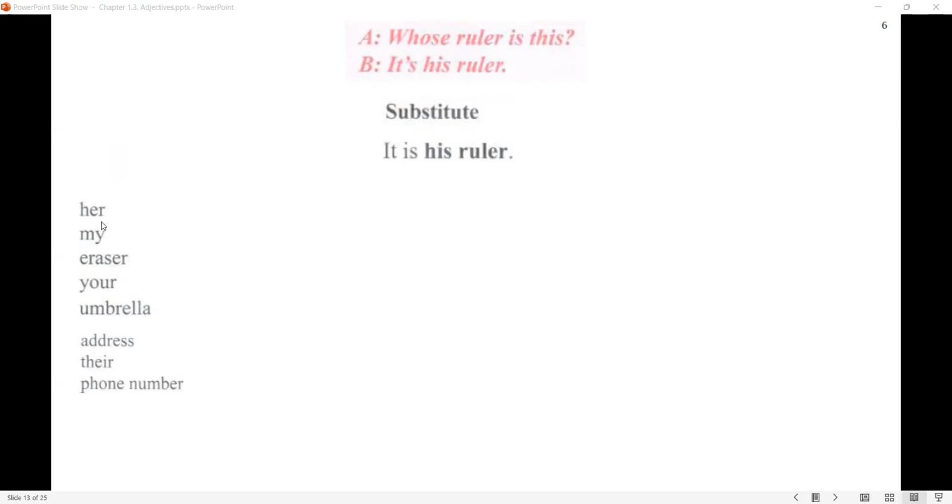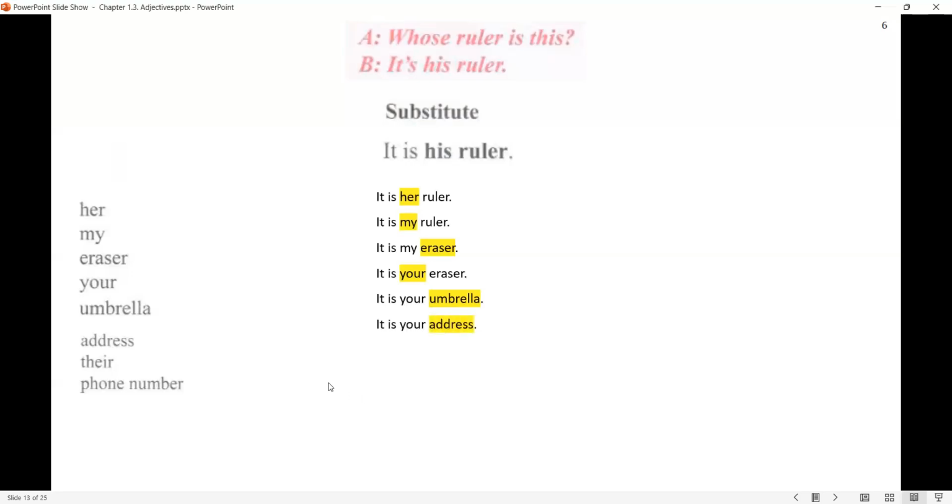So it is his ruler. Her: it is her ruler. My: it is my ruler. Eraser: it is my eraser. Your: it is your eraser. Umbrella: it is your umbrella. Address: it is your address. Their: it is their address. Phone number: it is their phone number.